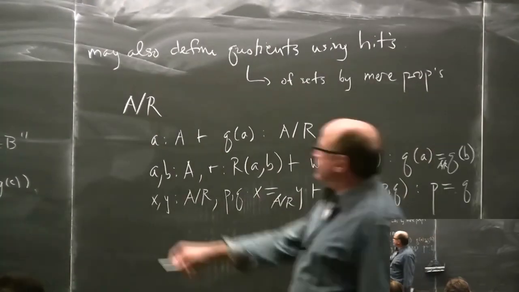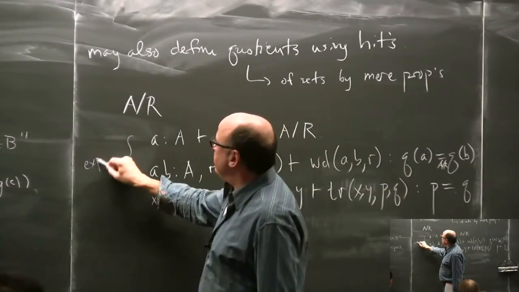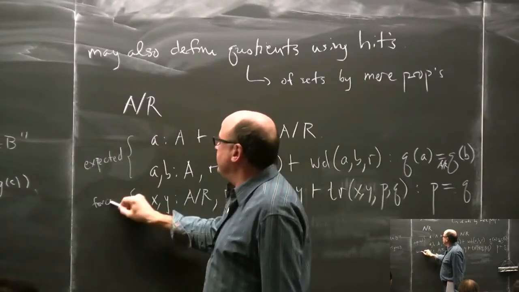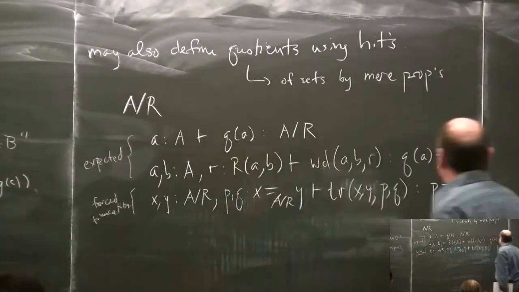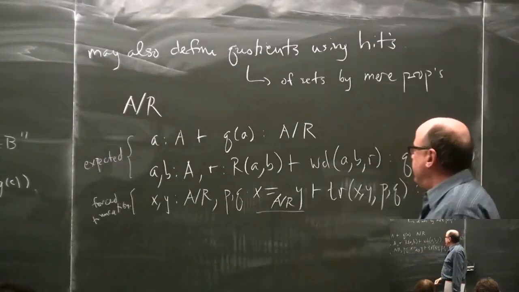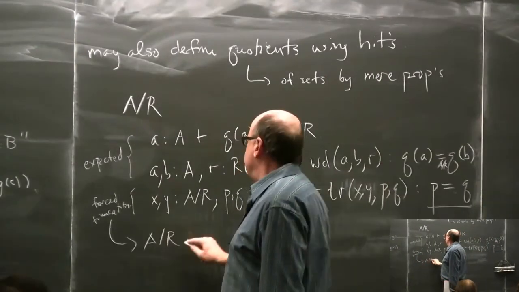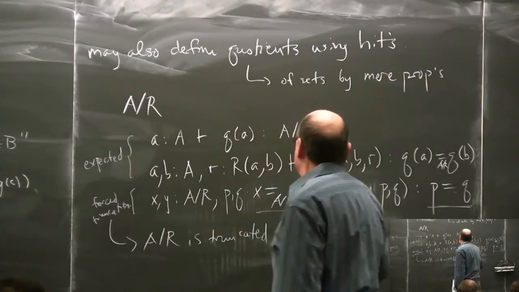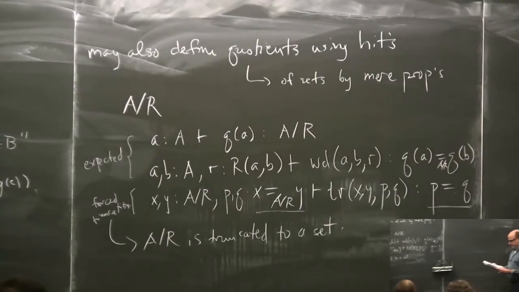This I might say is kind of expected, maybe. And here is a forced truncation. We're saying that any two proofs of equality within the type I'm defining are equal. So what I'm really saying here is A mod R is truncated to a set. So that's a definition that we could give there.